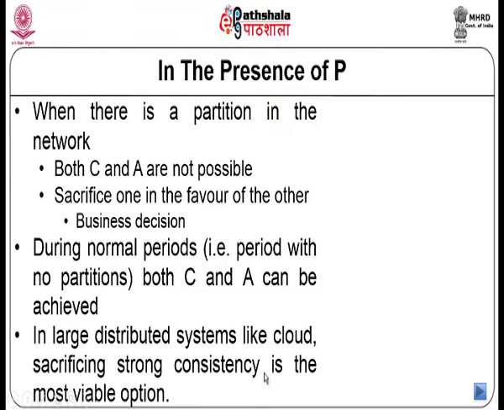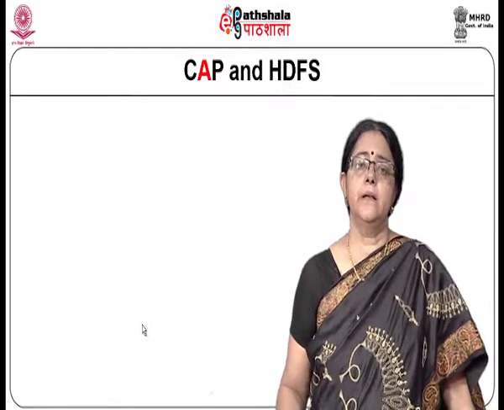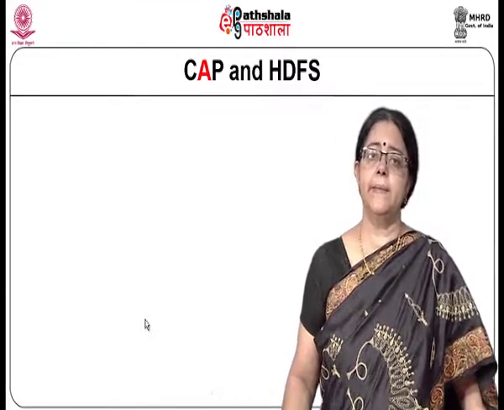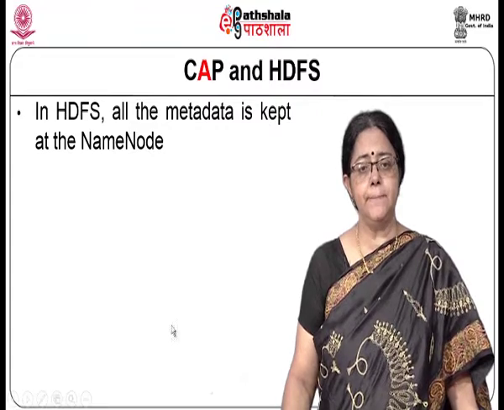In large distributed systems like cloud, what should we choose? Should we choose AP or should we choose CP? Again, it will be dependent on the application, but generally speaking, on an average, we sacrifice consistency and we get the availability and partition tolerance, which are the AP systems. What about HDFS? We have seen the Hadoop Distributed File System in the last module. What does HDFS follow? Let us take the first property, availability.